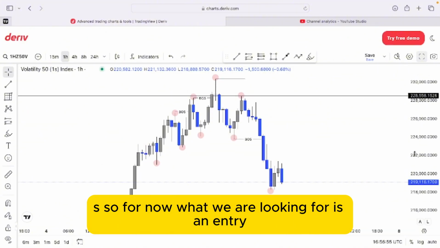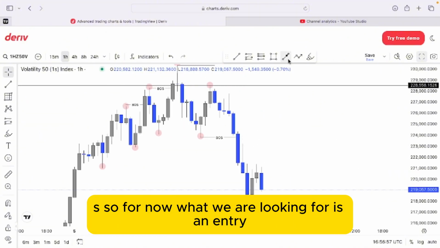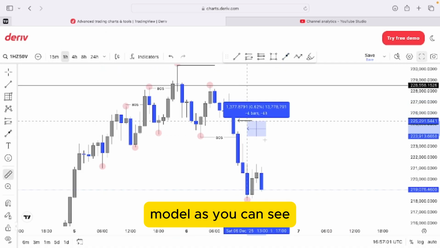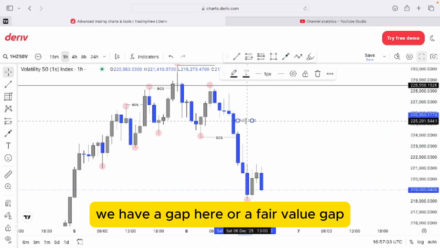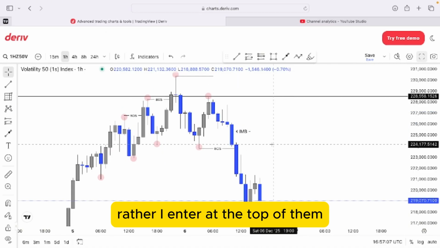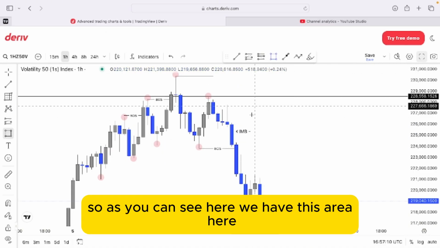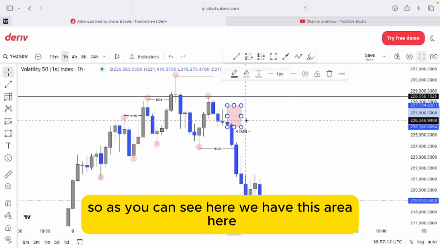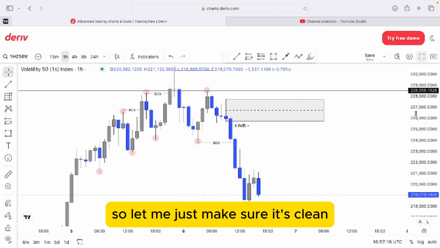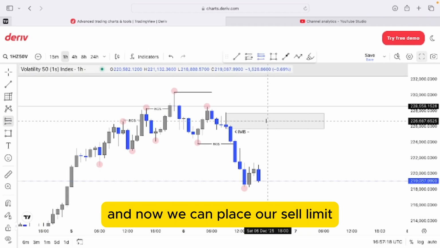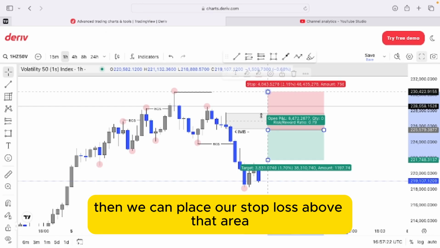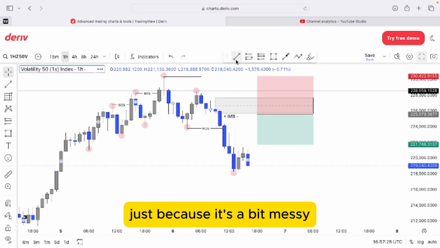So for now, what we are looking for is an entry. The entry that we're going to use is the imbalance model. As you can see, we have a gap here, or a fair value gap, and I don't like entering on fair value gaps. Rather, I enter at the top of them. So as you can see here, we have this area here, at the top of the imbalance. Let me just make sure it's clean, and now we can place our sell limit around here. Then we can place our stop loss above that area, just because it's a bit messy.